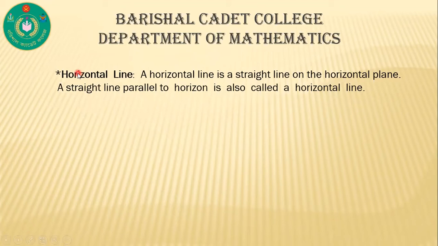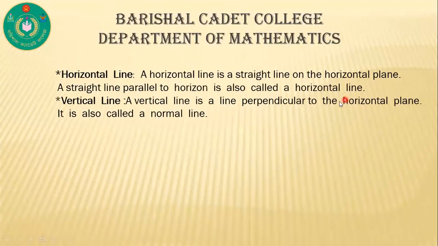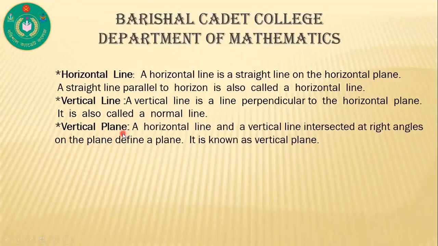Now let us try to discuss the horizontal line. A horizontal line is a straight line on the horizontal plane. A straight line parallel to the horizon is also called a horizontal line. Vertical line: a vertical line is a line perpendicular to the horizontal plane. It is also called a normal line. Vertical plane: a horizontal line and a vertical line intersect at right angles on the plane, defining a plane. It is known as the vertical plane.